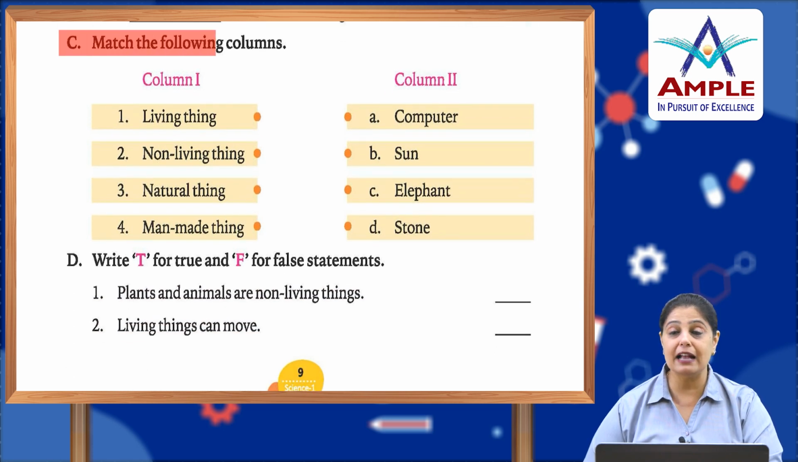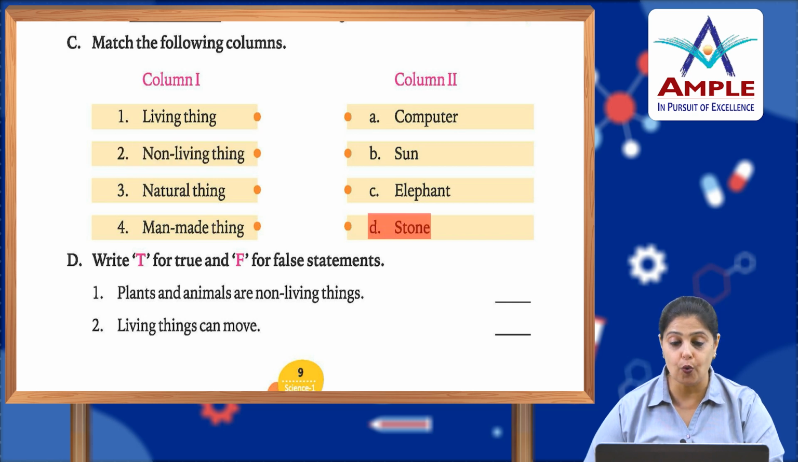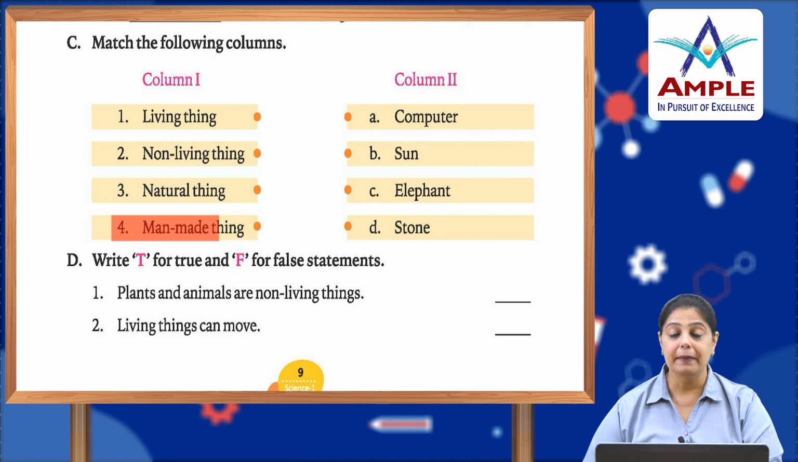Okay. Now, let's match the following columns. Living thing. Okay. What is it? Elephant. Non-living thing. Okay. It can be a stone. Natural thing. Sun. Man-made thing. Computer. Right. Who all got it right? Great. Now, let's move ahead.